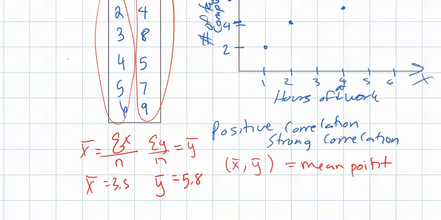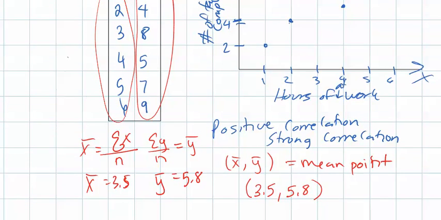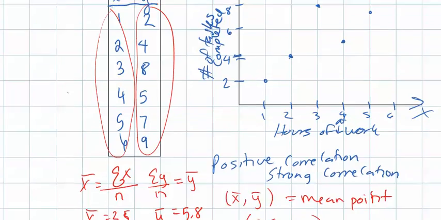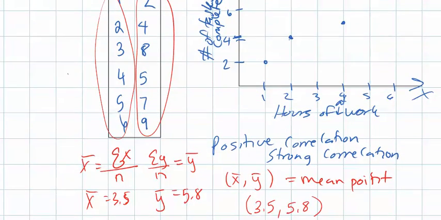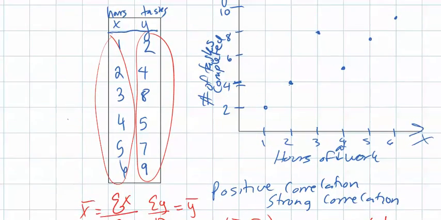Okay, so in my calculation, I got that x bar is 3.5 and y bar is 5.8. So the mean point would be 3.5 comma 5.8, and I rounded it to the nearest tenth, which is fine for what we're doing. We don't need too much accuracy, and our numbers are not going to be exact because we're finding the average of the numbers, and so we may not be dividing by a number that will give us a whole number.